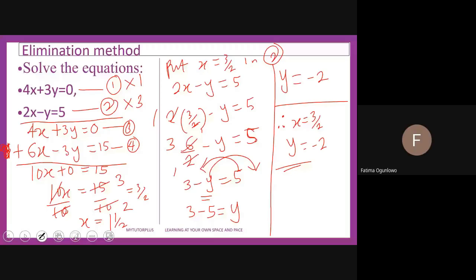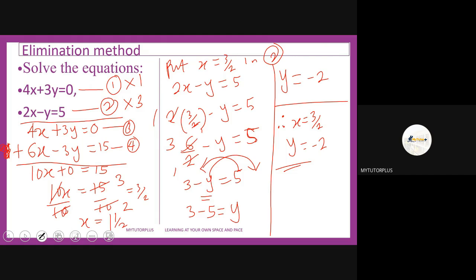I'm done. Okay, let's move on. Now let's look at a question like this. How do we solve a question like this? The last slide, some seconds, please. Okay, no problem. We can move on.